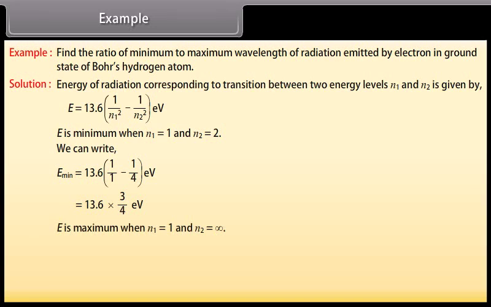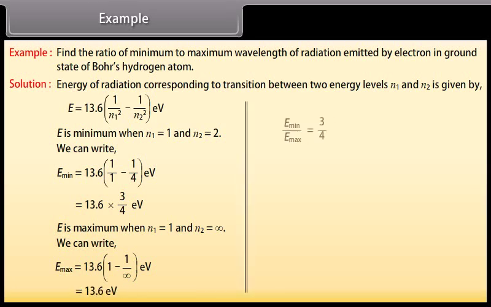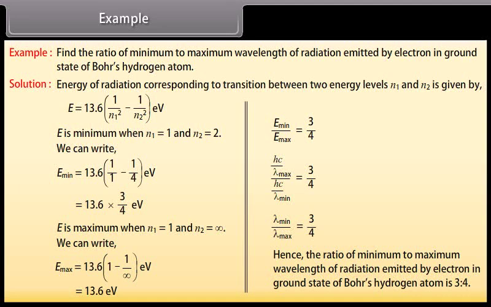E is maximum when n1 is equal to 1 and n2 is infinity. E maximum is equal to 13.6 electron volt. Now taking the ratio of E minimum and E maximum, we get E minimum upon E maximum as 3 upon 4, or lambda minimum upon lambda maximum equals 3 upon 4. Hence, the ratio of minimum to maximum wavelength of radiation emitted by electron in ground state of Bohr's hydrogen atom is 3:4.